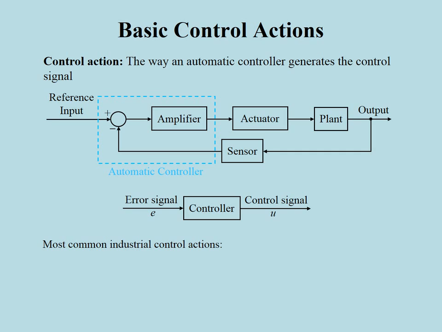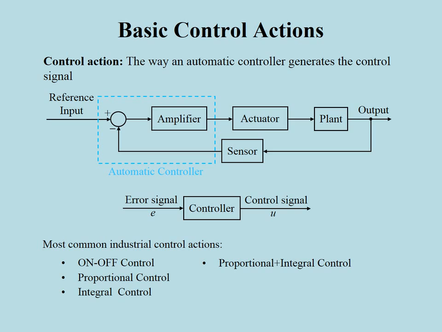ways. Among the most commonly used industrial control actions, one can mention on-off control, proportional control, integral control, or a combination of the last two, that is, proportional plus integral control. In some cases, proportional plus derivative control may be useful. You can also combine three actions together to obtain a proportional plus integral plus derivative control action. In this video, I will discuss and compare these control actions, their advantages and disadvantages.